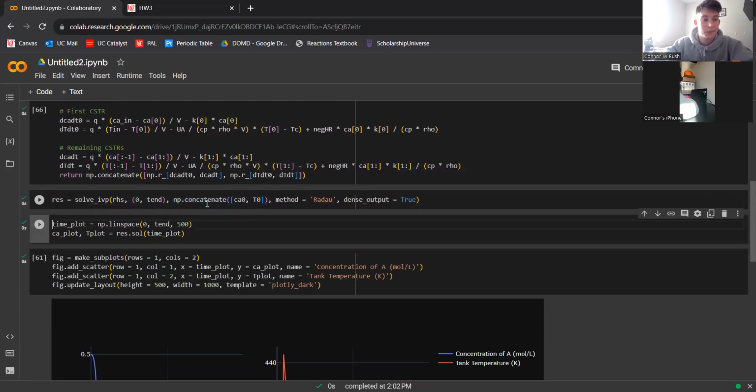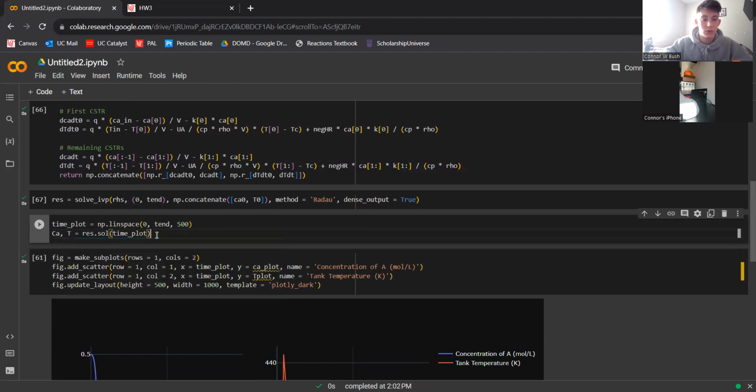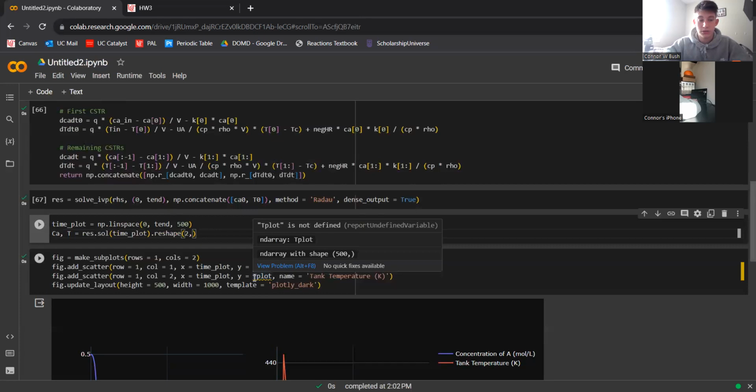so we can concatenate. And then when we're going to plot now, we're going from 0 to 10 minutes with 500 time points in between, evenly spaced. I'm just going to call this CA T. And then we're going to need to reshape this vector. So we're going to want 2 rows of n columns, and then we'll match the 500 time points here.